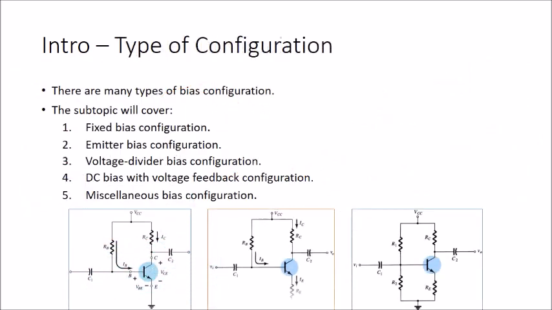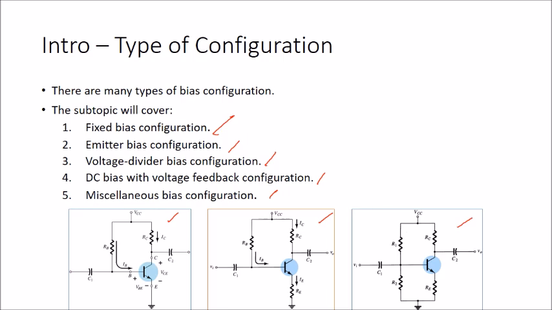We have a lot of bias configurations, but I will cover only five: fixed bias configuration, emitter bias configuration, voltage divider bias configuration, DC bias with voltage feedback configuration, and also miscellaneous bias configuration. This is an example of the fixed bias, this is the emitter bias configuration, and this is the voltage divider bias configuration.